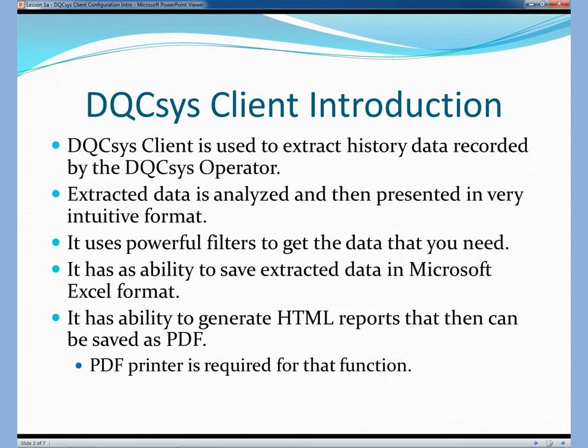DQCsys Client Introduction. DQCsys Client is used to extract history data recorded by the DQCsys operator. Extracted data is analyzed and then presented in a very intuitive format. It uses powerful filters to get the data that you need. It has the ability to save extracted data in Microsoft Excel format. It also has the ability to generate HTML reports that can then be saved as PDF. A PDF printer is required for that function.